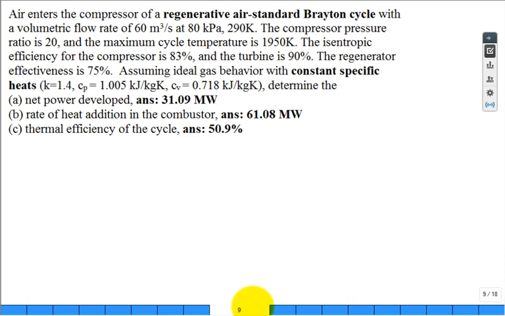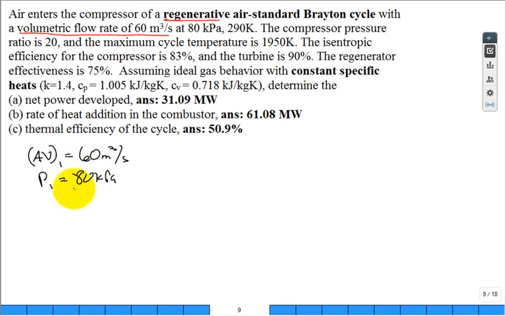So air enters the compressor of a regenerative, that's a key word, so it has that regenerator, air standard Brayton cycle with a volumetric flow rate of 60 meter cube per second at a pressure and a temperature. You read the whole problem over, you draw this schematic like we just drew, etc. Then you start dealing with the information that's given to you. You're given the volumetric flow rate at 160 meter cube per second. You're given the pressure at 180 kilopascal and the temperature at 1 of 290 Kelvin.